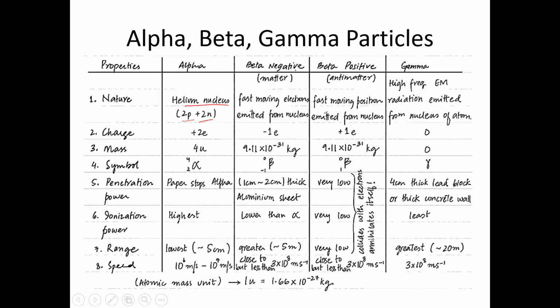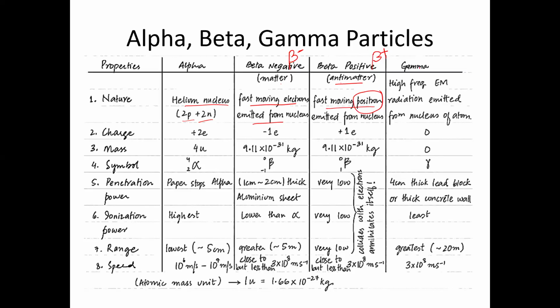What are the beta negative particles? They are fast moving electrons. They are emitted from the nucleus. What are beta positive particles? Positive particles are antimatter of the beta negative ones. They are the fast moving positron. What name do we give to this particle? Positron, which is called beta positive. This is beta positive and one is beta negative. The fast moving positron is emitted from the nucleus.